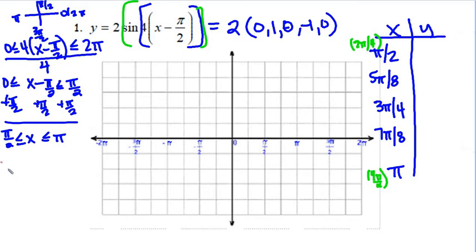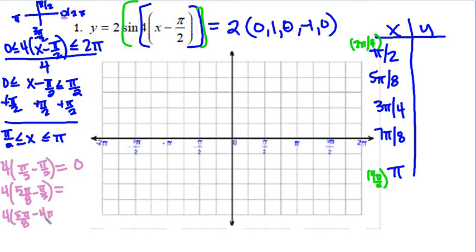So what I would suggest doing is doing 4 times, my first value is pi over 2. Now that's a little obvious, but I'm going to prove my point. So pi over 2 minus pi over 2 is 0, and 4 times 0 is 0. So that's my first axis point. So then I'm going to do 4 times 5 pi over 8 minus pi over 2, which is going to give me 4 times common denominator. Now you don't have to show this, you can do it in your head. 4 pi over 8. And 5 minus 4 is pi over 8. And 4 times pi over 8 is pi over 2. So that's my next axis value.